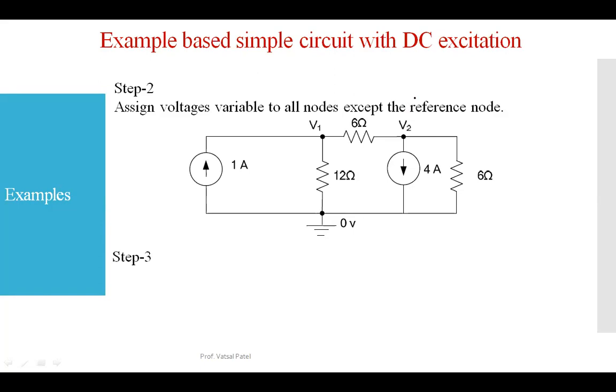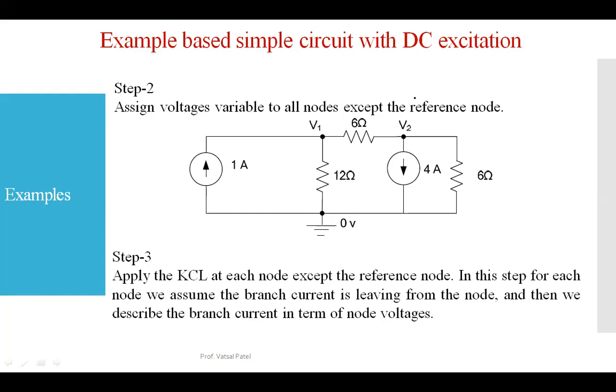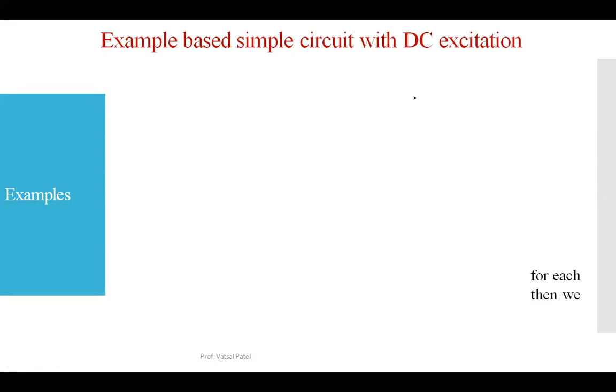So our next step, that we apply the KCL at each node except the reference node. In this step, for each node we assume that the branch current is leaving from the node, and then we describe the branch current in terms of node voltage. See, this step procedure is not required or mandatory for all situation. You can decide the current direction by your own.